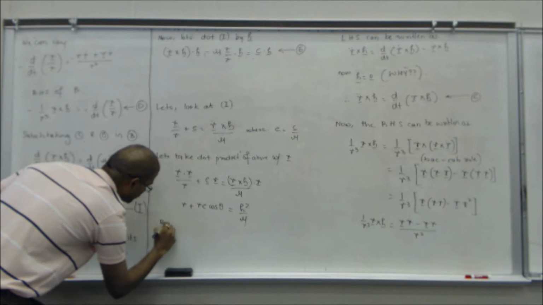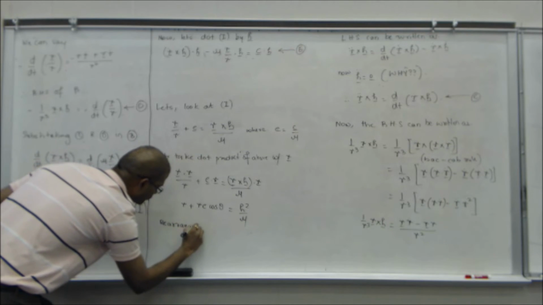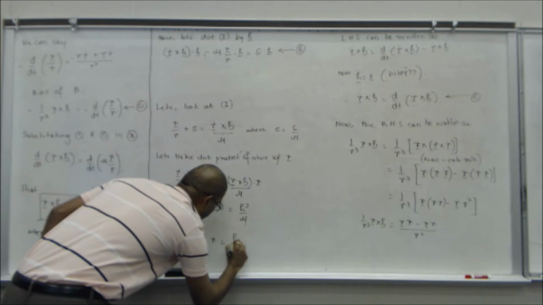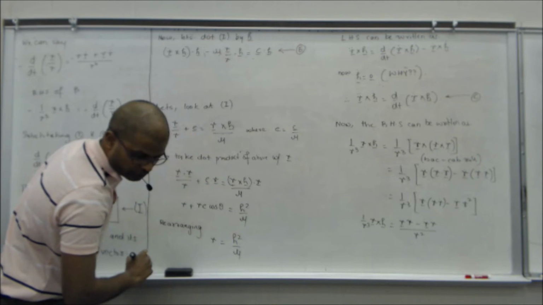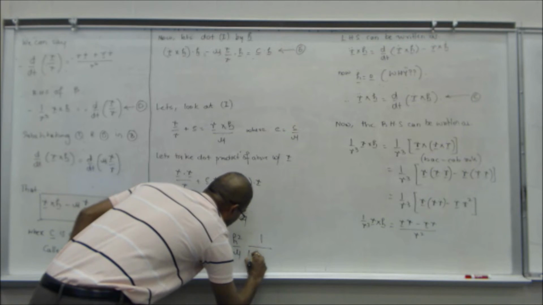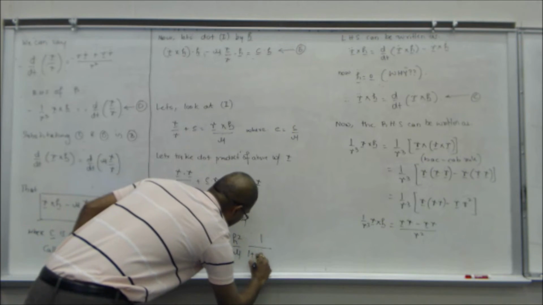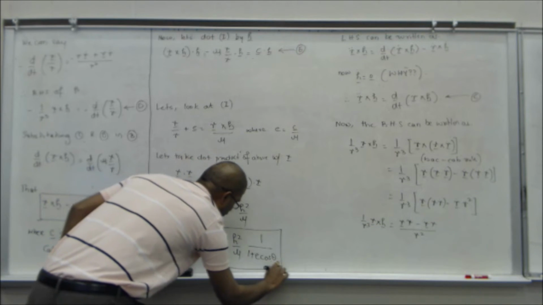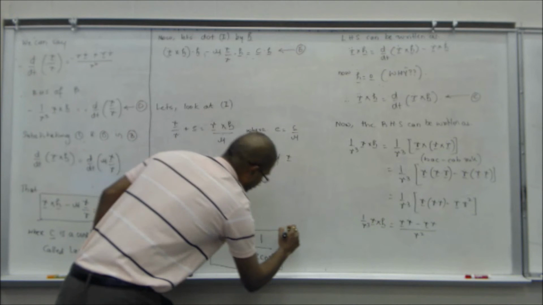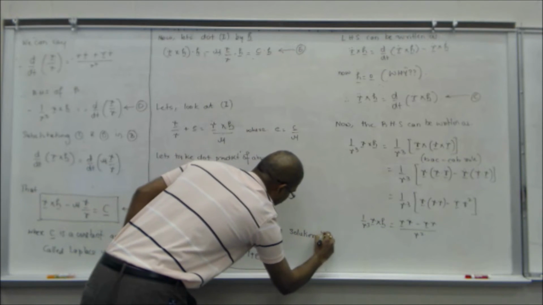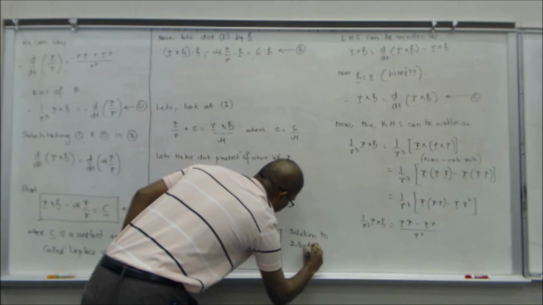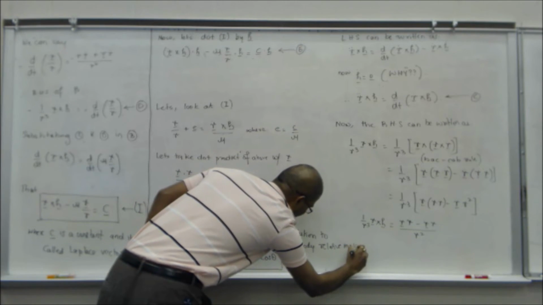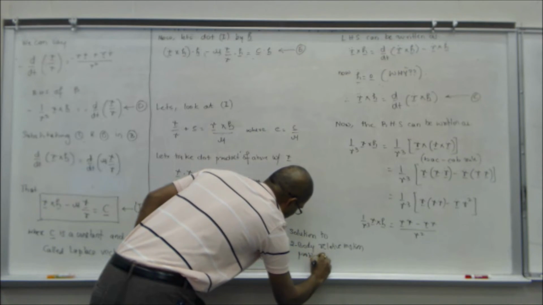Rearranging, you're going to get R is equal to H square over mu into 1 over 1 plus E cosine theta. This is the solution to the two-body relative motion problem.